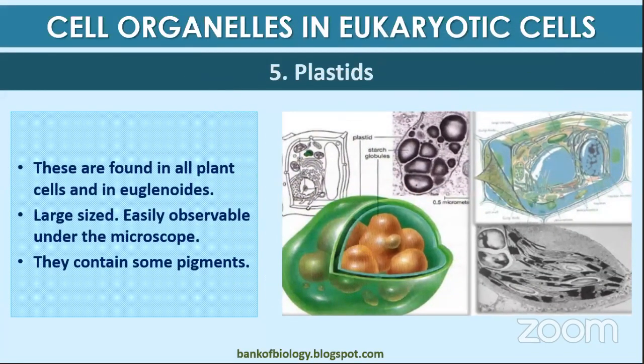The next one, plastids. They are found in all plant cells and in euglenoids. Remember this. They are large in size, easily observable under the microscope, and they contain some pigments.